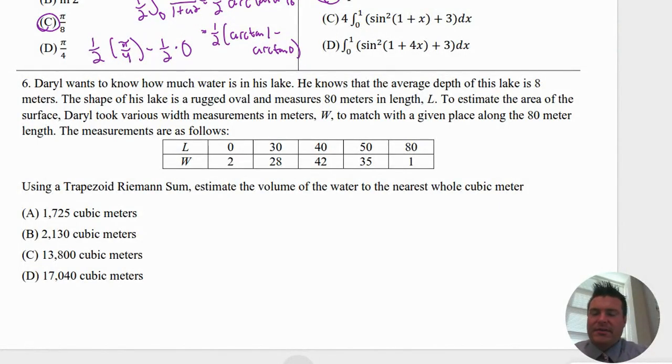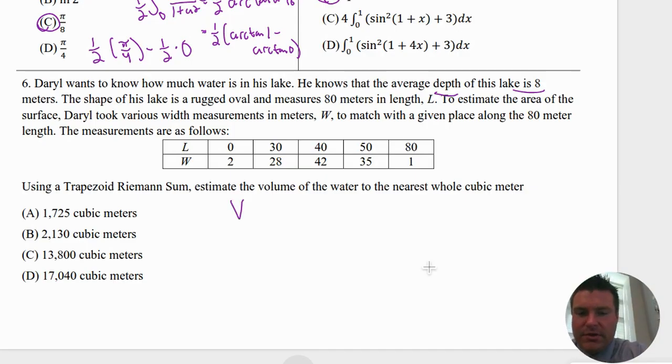This last problem here, this is actually a calculator problem. I just condensed everything, so you can go ahead and read through it. It's really just a prompt that says that Daryl wants to know how much water is in a lake. He's just trying to find the volume of this lake. He knows that the depth is 8 meters, and then this lake is 80 meters in length, a type of oval, and then he measures around it. So using a trapezoidal Riemann sum, estimate the volume.